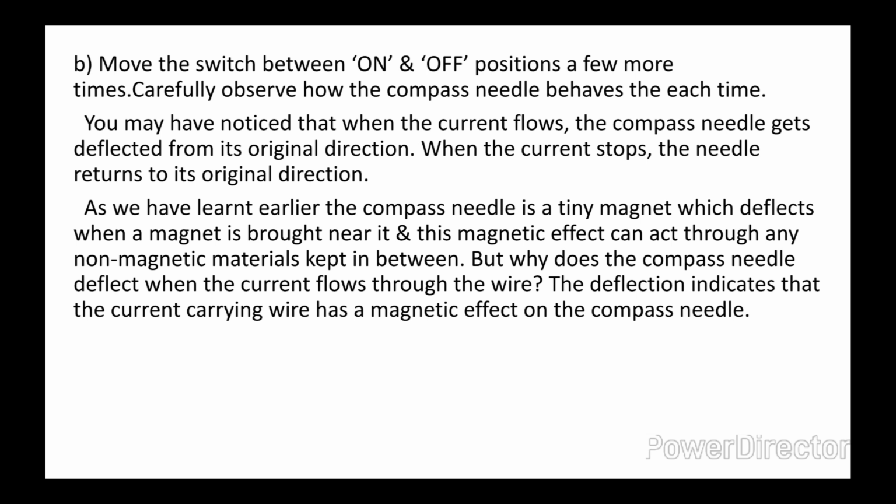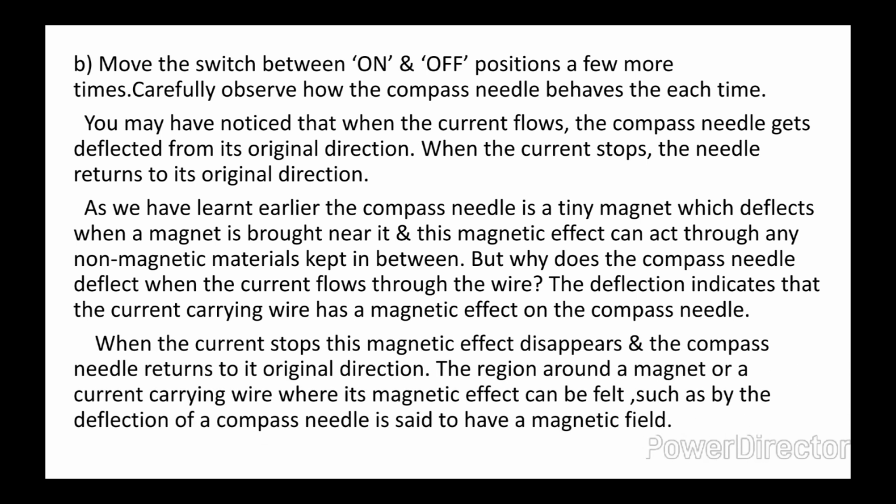But why does the compass needle deflect when the current flows through the wire? What does that deflection indicate? Why is it moving? The deflection indicates that the current carrying wire has a magnetic effect on the compass needle. Hence, it deflects from its original position. Whereas when the current stops, this magnetic effect disappears and hence it returns to its original position.